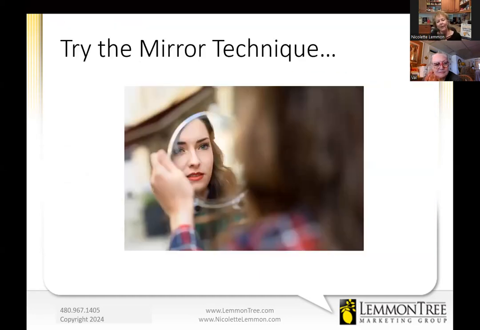All right. Now, if you don't know and you go, I still don't really know, Nikki, who I'm really targeting. I've kind of got an idea, but I'm not sure. Then I say, try the mirror technique. And why? Because sometimes you just have to look inside and say, what do I like to read? And am I writing what I like to read?